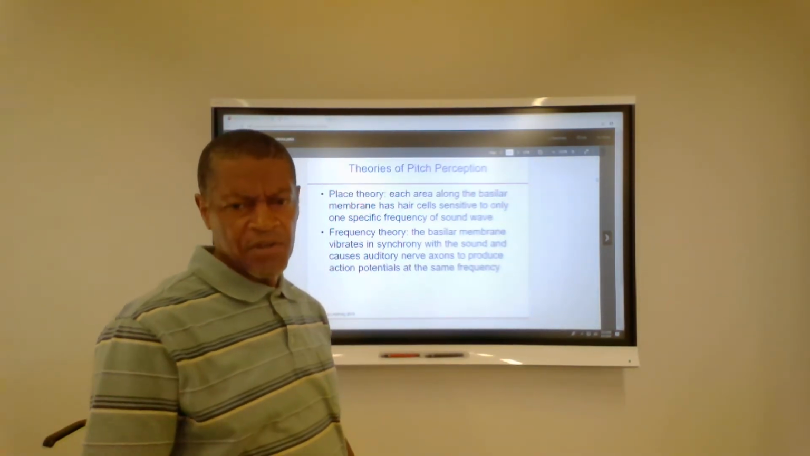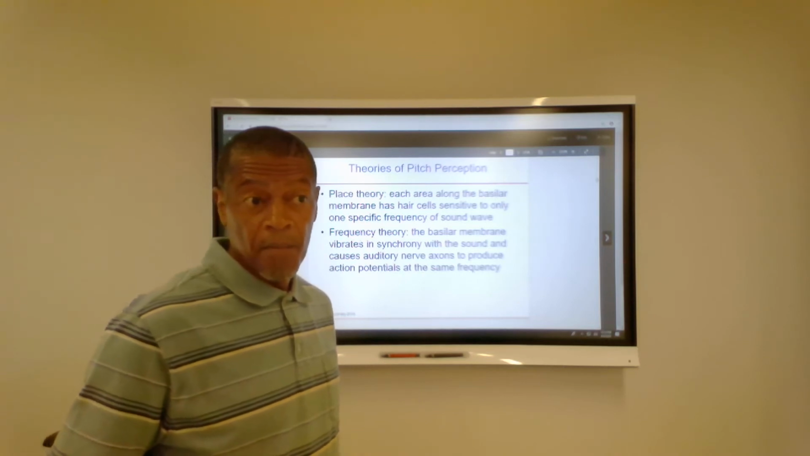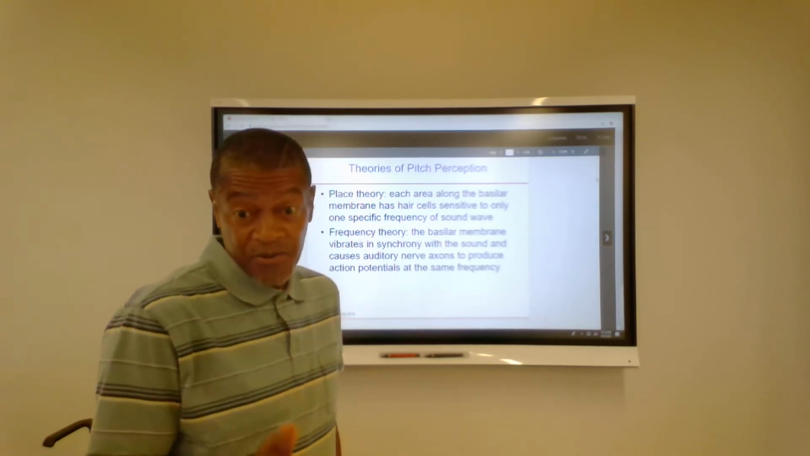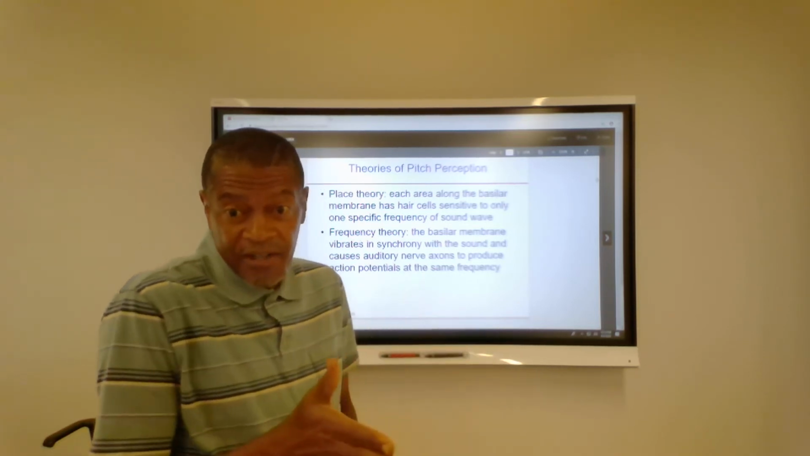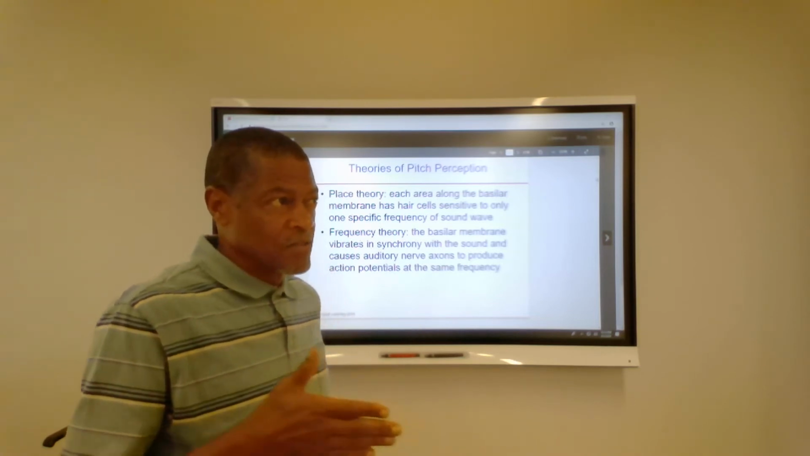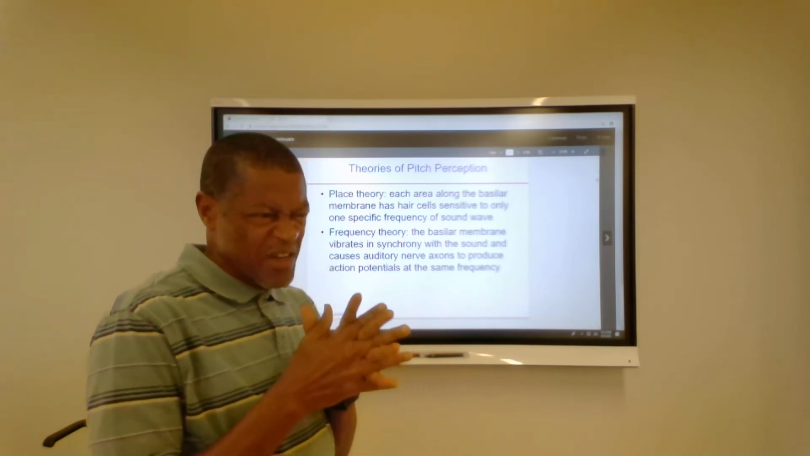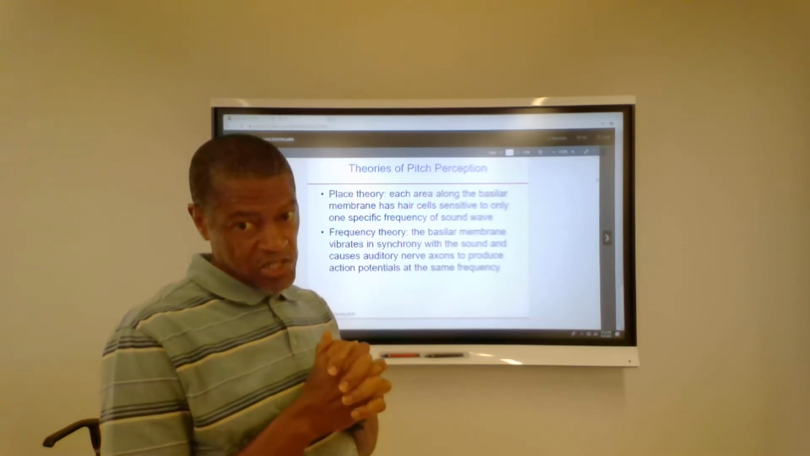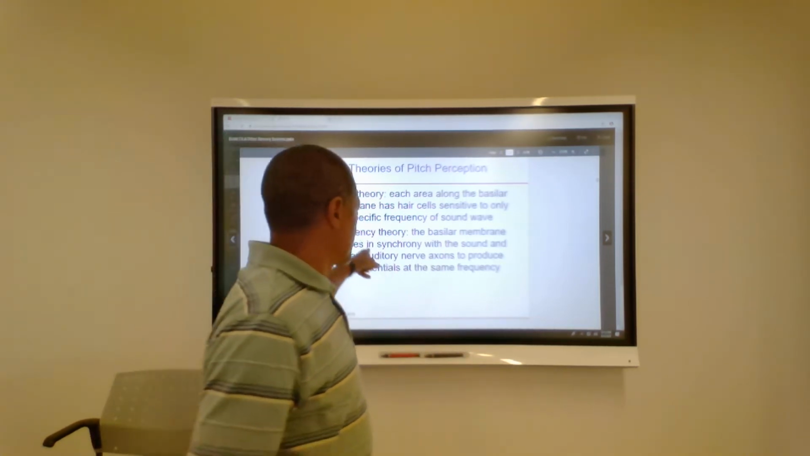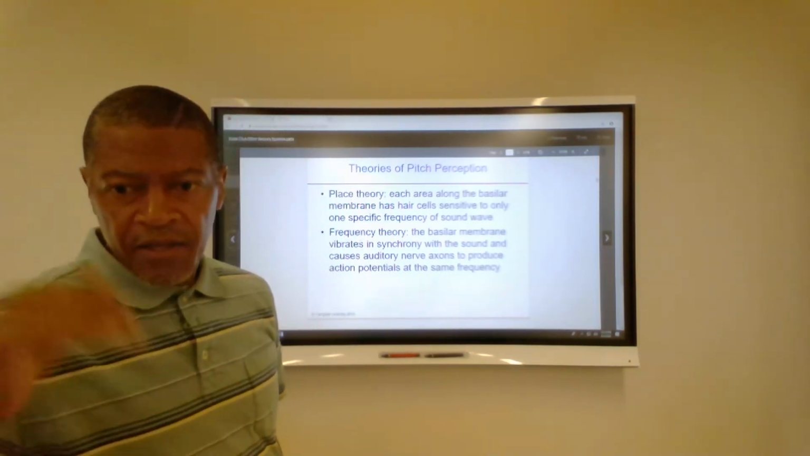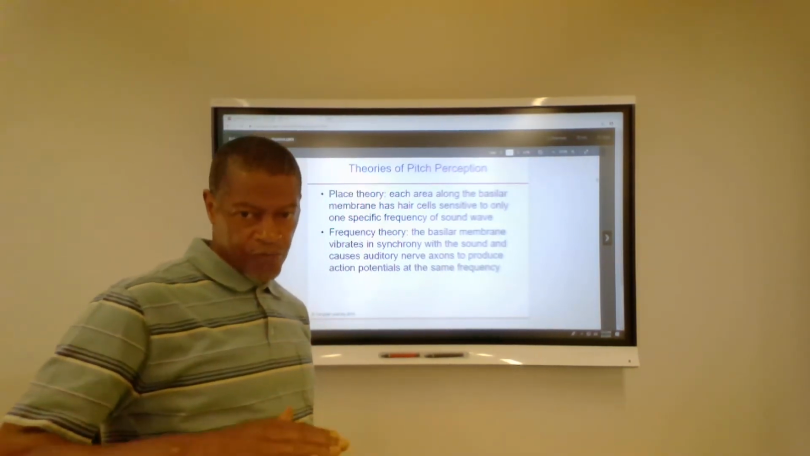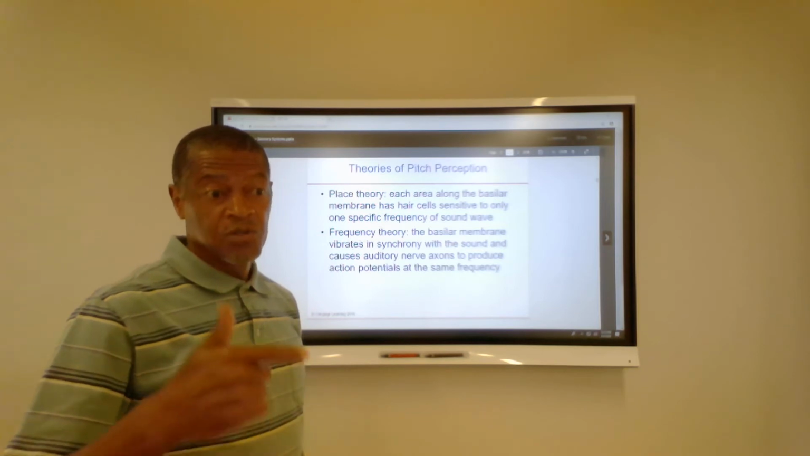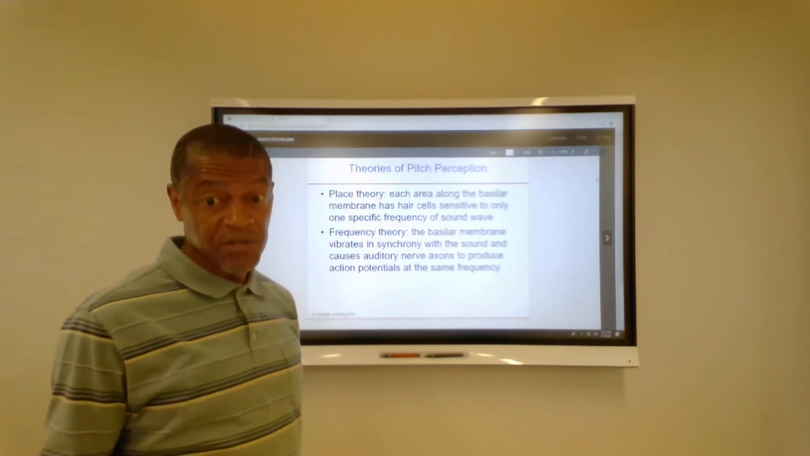So people are saying the same thing could be on the basal membrane, where different sounds occur depending upon where it is on that membrane. But some of the cells are too close together where it may not work. So the theory is maybe not as tight as it should be. The other one's a frequency theory, meaning that depending on how high the frequency is or how low the frequency is, the cells detect that kind of frequency.